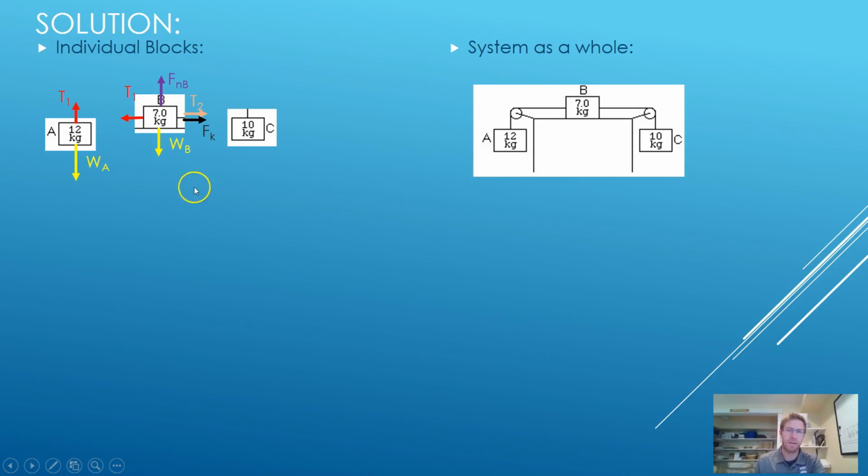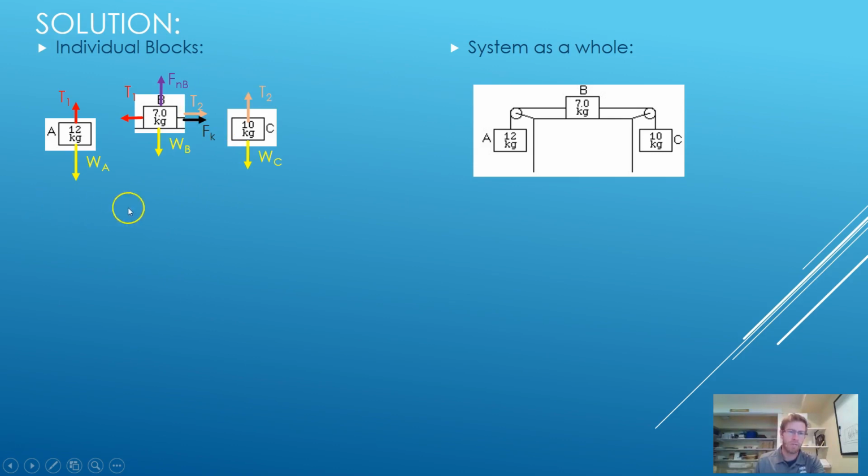Boy howdy, this is getting pretty complex. Here we have block C. It too has a weight and a tension acting on it. And again, this tension here is T2, the same tension acting to the right on block B.